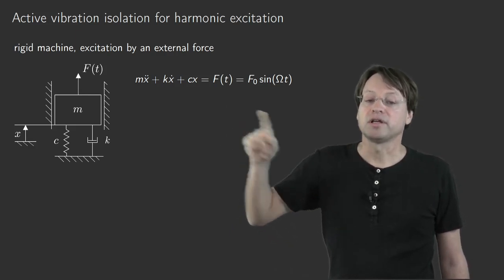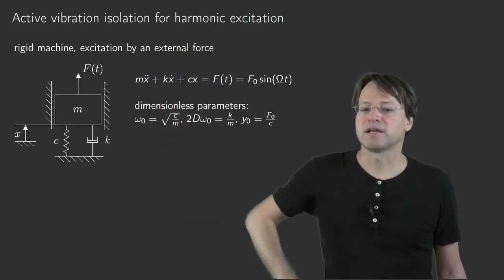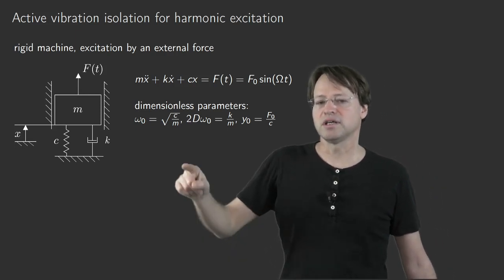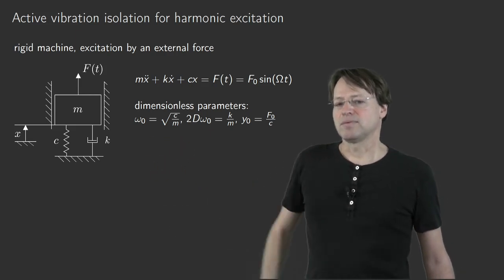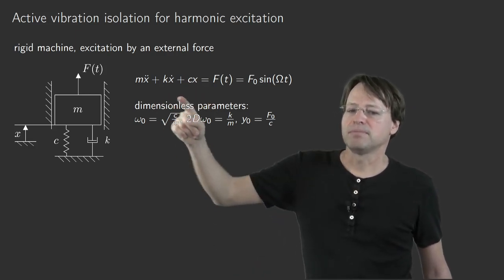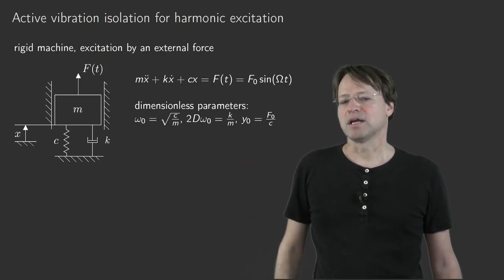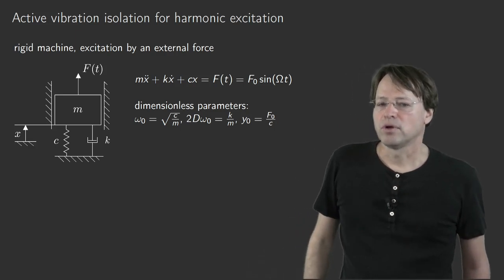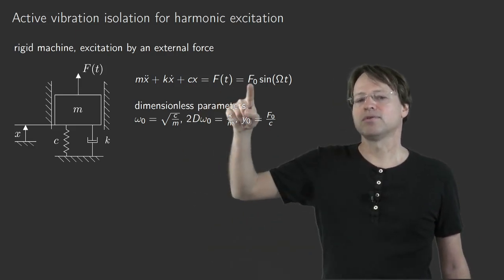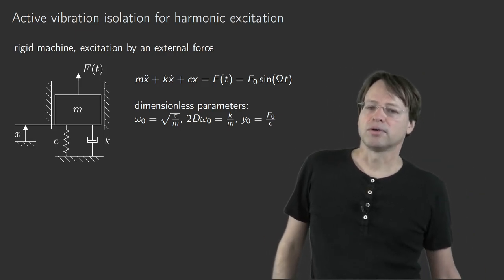But in order to study the ordinary differential equations, we introduce dimensionless parameters. So we divide the whole equation by the mass m, and we introduce the natural frequency, which is denoted by omega naught here, and which is the square root of c divided by m. So we introduce here omega naught squared. And for the damping term, we introduce the damping factor, capital D, by setting 2D omega naught equal to k divided by m. And on the right hand side, for F naught divided by c, we introduce y naught, and as we divide by m, we get c divided by m. We have to multiply y naught by omega naught squared on the right hand side in order to get the correct form of that equation.